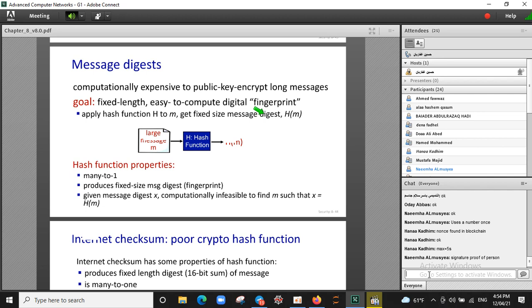The properties of a hash function is that we put a large file with too many characters into a hash function, and the result of that hash function is fixed. So the hash function is many to one.